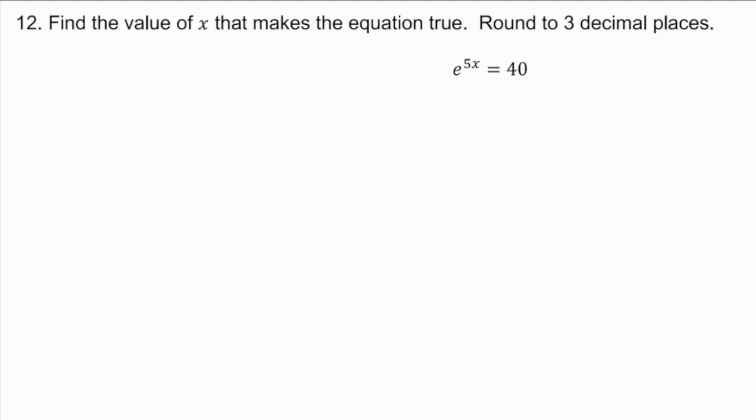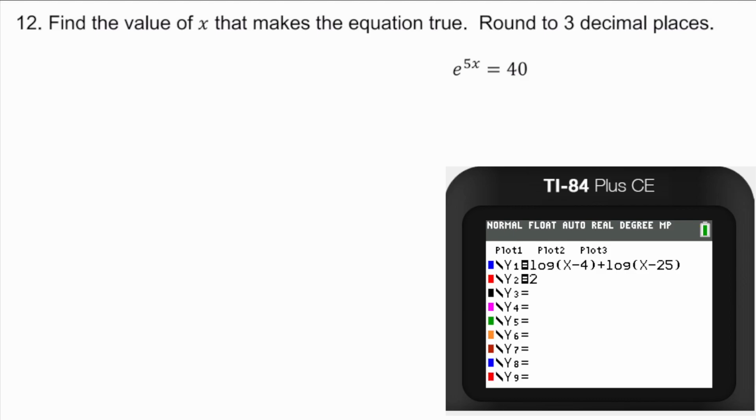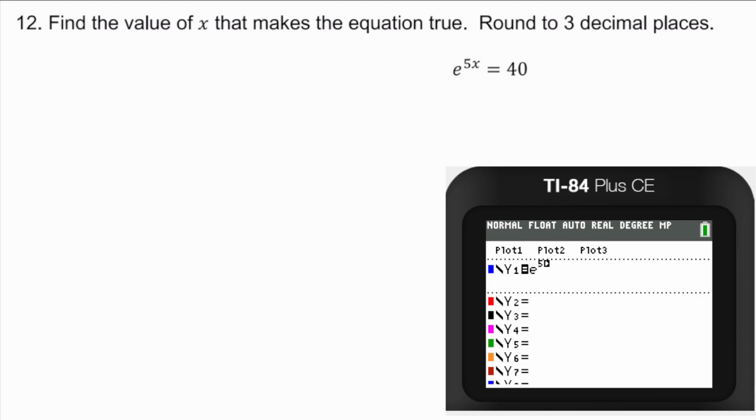Okay, this one, I don't know. We could solve this with the calculator for sure, and I think that'll probably be what I do first. So I'm going to go into the y equals menu, clear out the last equation I solved, and enter e to the 5x and 40. But I'm going to have to adjust the window, because I'm looking for y equals 40 as my intersection.